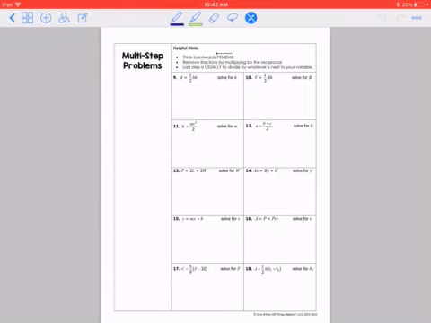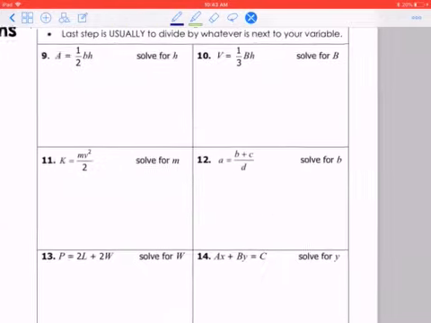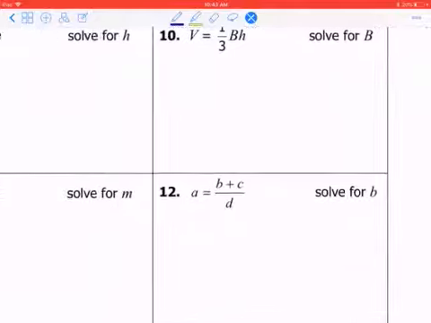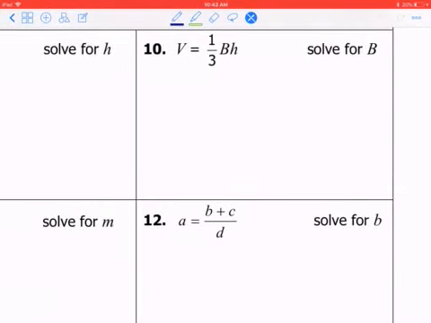So we have multi-step problems, and there's helpful hints at the top. This is think backwards, remove fractions by multiplying by the reciprocal, and then lastly we're going to divide whatever is next to our variable. So I'm going to jump to number 10. Number 10 has 1/3 times the base times the height. So whatever's in the denominator, I'm going to multiply first on each side.